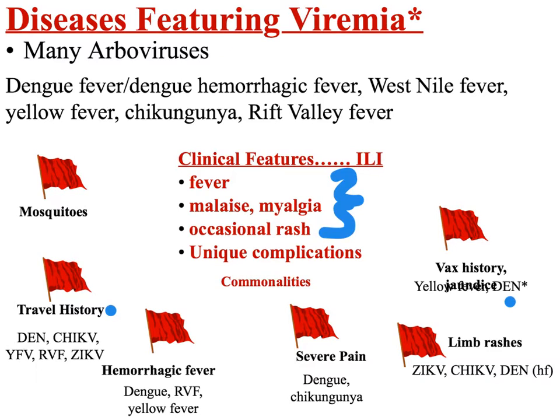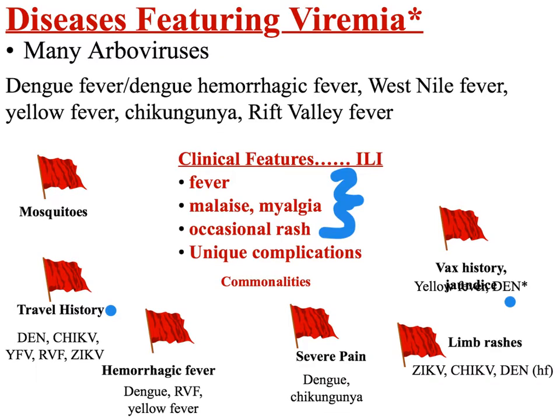In addition to that, jaundice is a common feature that you see, certainly in yellow fever. That's where it gets its name. But you can also see it in dengue patients if they have progressively worsening hemorrhagic symptoms. Speaking of which, some of these guys also have complications of hemorrhagic fever. We'll talk about them in more detail in a couple minutes, but those would be dengue, Rift Valley fever, and yellow fever virus.